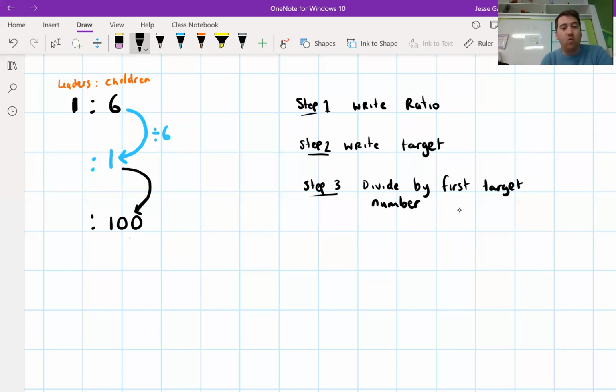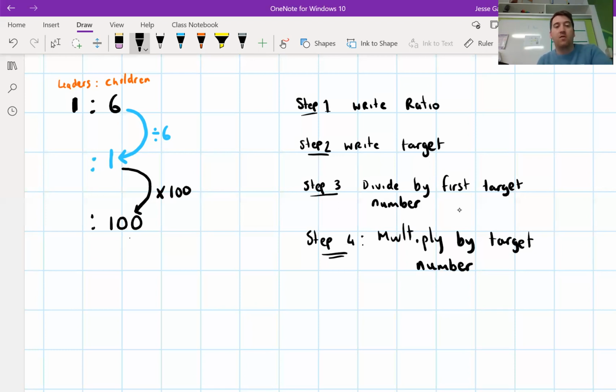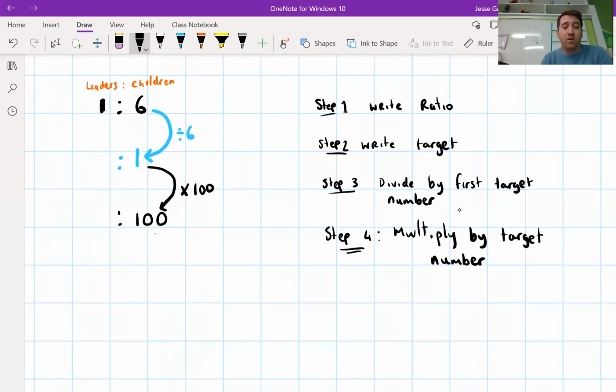We know to get a 1 and turn it into 100, you multiply 1 by 100. So whatever this final number is, you're multiplying by that target then. So step 4 is to multiply by the target number, the final target number, I suppose. We're making a list of rules. Now, of course, whatever we've done on the right-hand side, we're now going to do to the left-hand side.